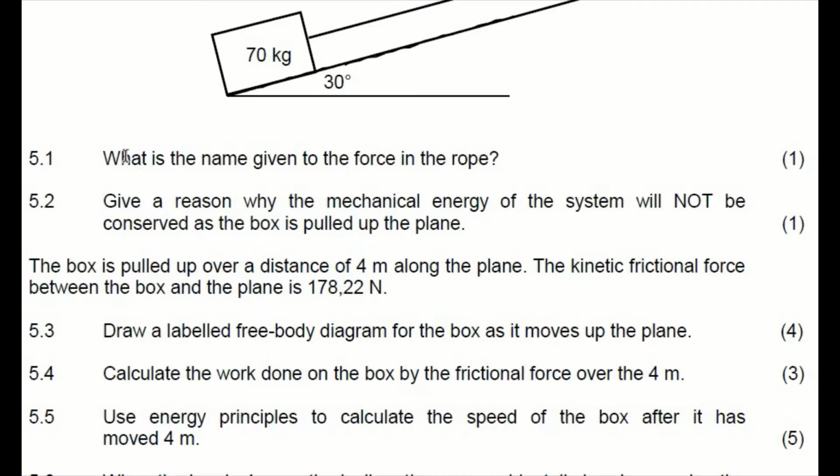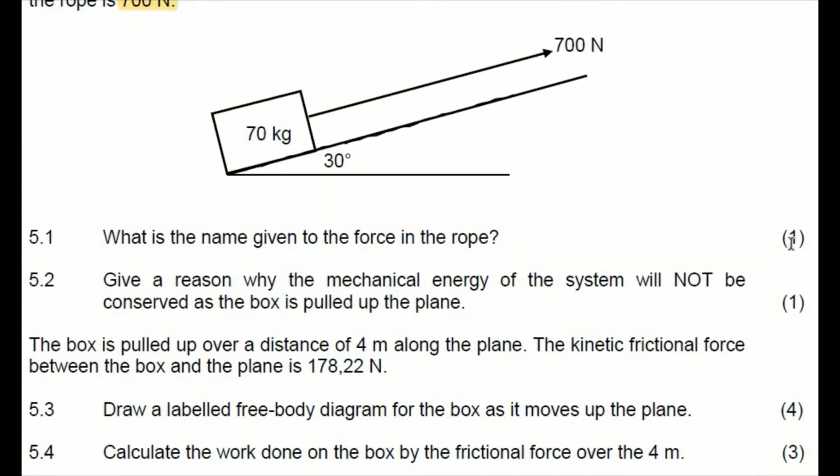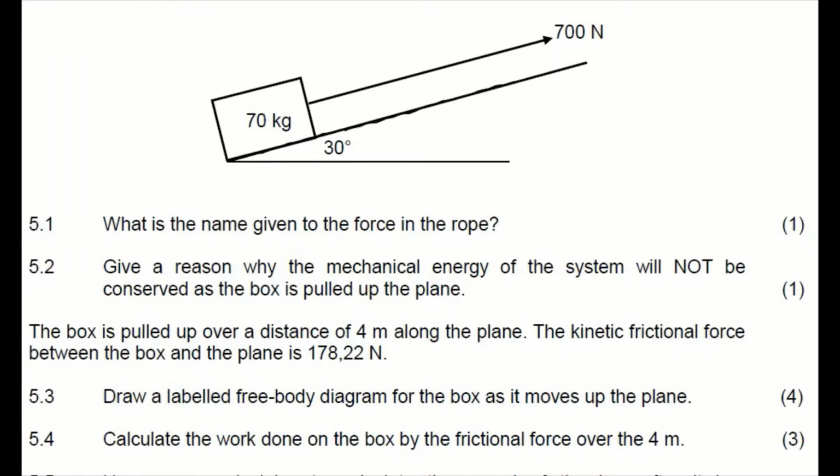Okay, and then is that it? Okay, so and then they say, what is the name given to the force in the rope? So what is that force in the rope? We know this, it should be its tension. So it's 1 mark. You don't need to over explain yourself.